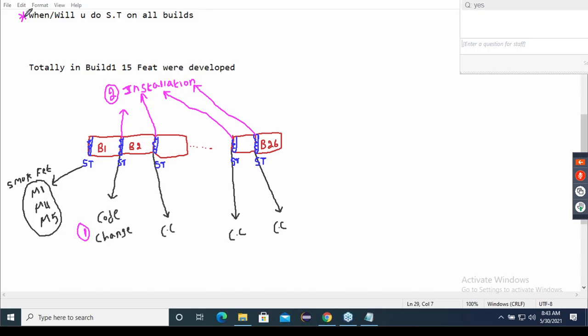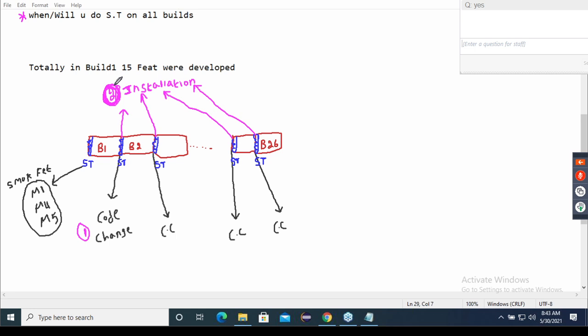Now you give the answer, sir. Due to code changes, it may affect, it may not affect, or it will affect only if the modules are dependent. But since we have done the installation, we compulsorily have to do the smoke testing. So the main culprit is installation, guys. Everyone respond, are you understanding? The main culprit is installation. Is it clear?